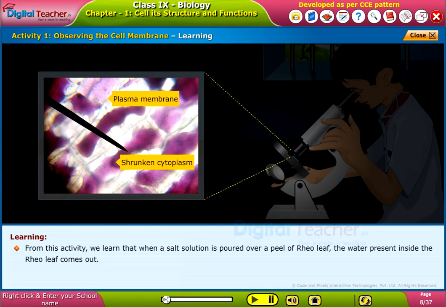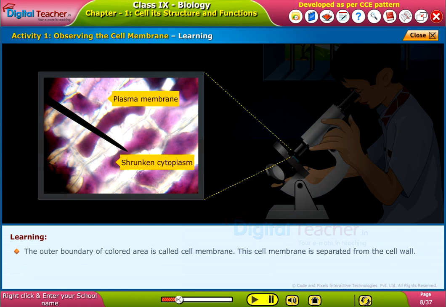From this activity, we learned that when a salt solution is poured over a peel of Rheo leaf, the water present inside the Rheo leaf comes out. This leads to the shrinking of cytoplasm along with the cell boundary. The outer boundary of colored area is called cell membrane. This cell membrane is separated from the cell wall.